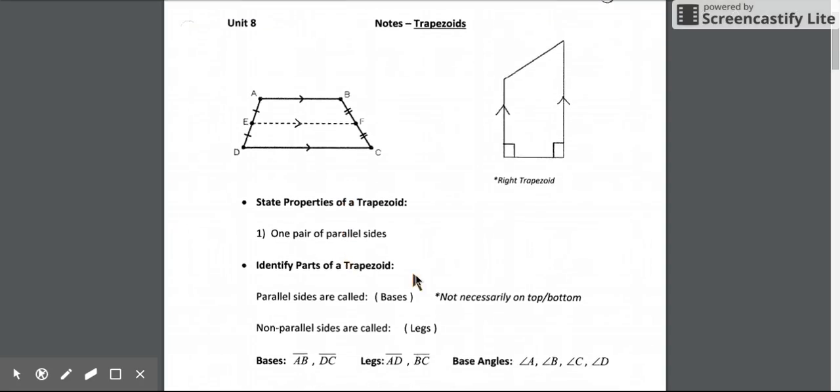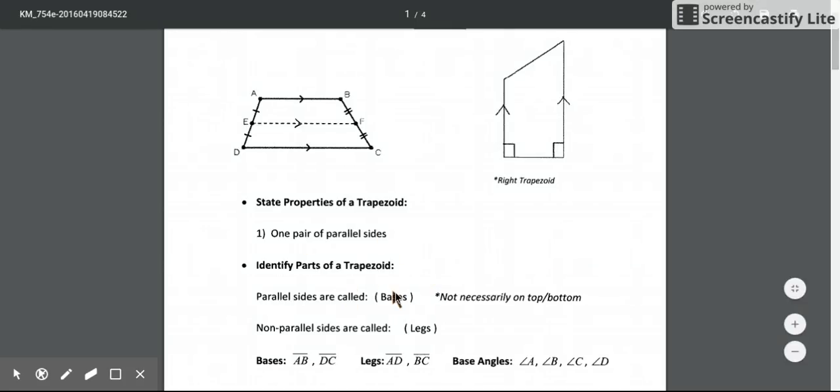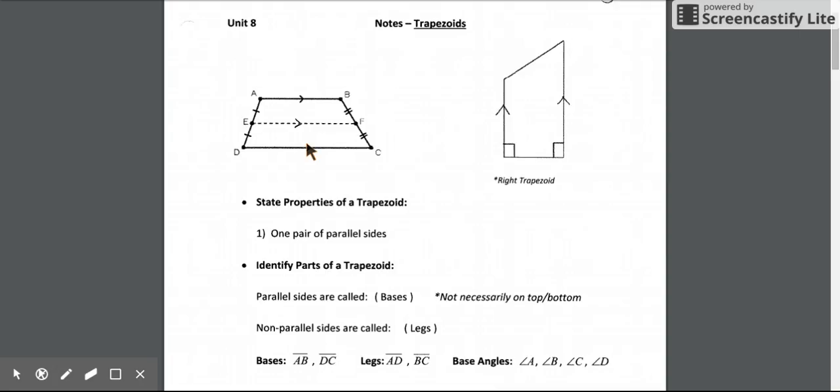Here are the specific pieces or parts of a trapezoid. The parallel sides are called bases. So those one pair of parallel sides are called the bases. If you look at the symbols, you'll see an arrow symbolizing parallel sides. So top and bottom here are the bases, but be careful. Just because they're called bases does not necessarily mean they're on top and bottom.